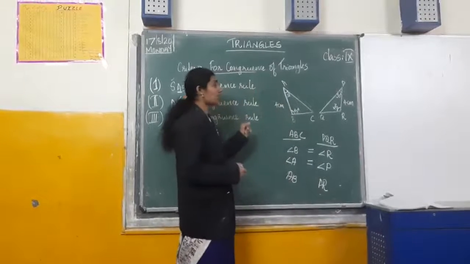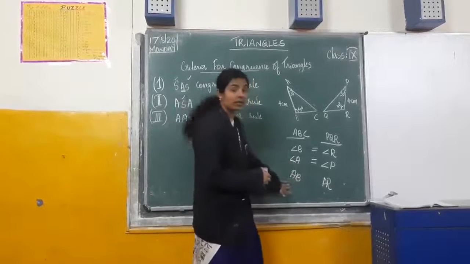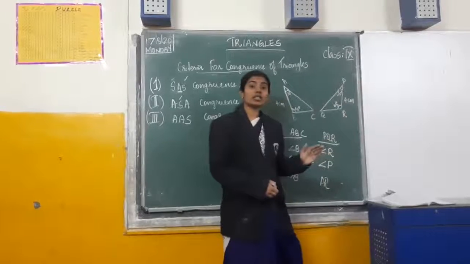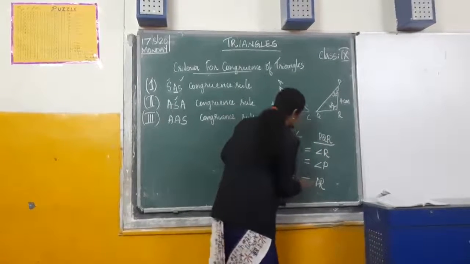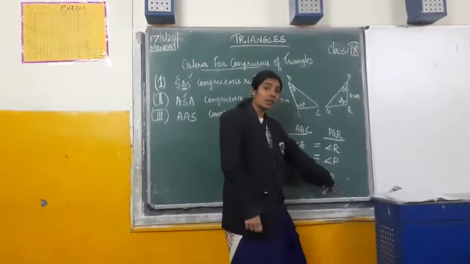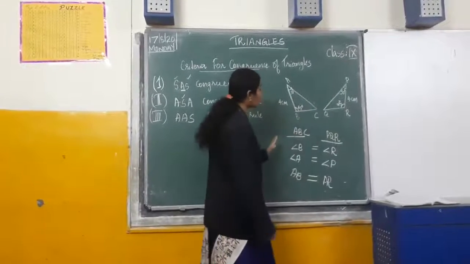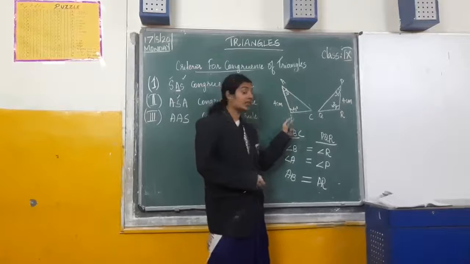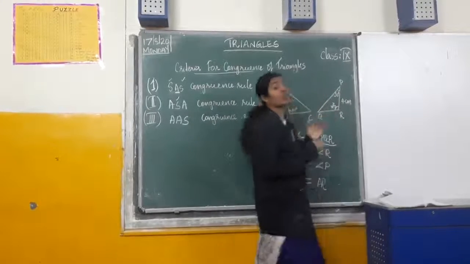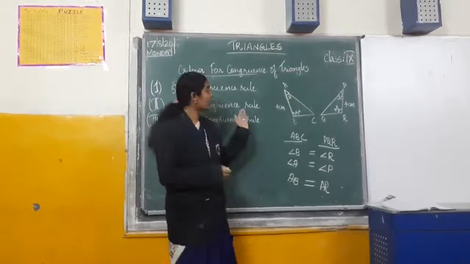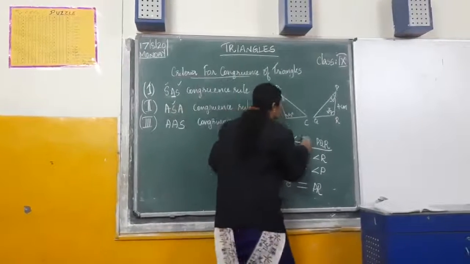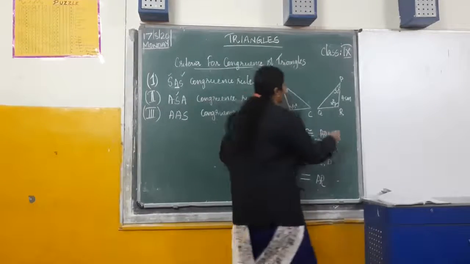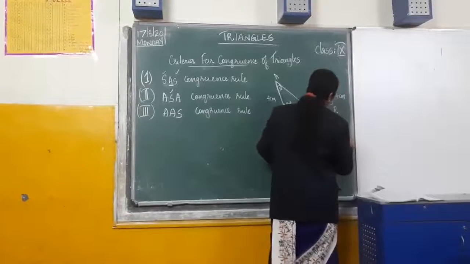See here, AB is 4 centimeter. So not included angle, included side. Here the included side is 4 centimeter. Here also the included side is 4 centimeter. That means both are the same. AB equal to PR. What is the reason? Both have the same side, 4 centimeter. So what are you getting? Two angles are there, included side is there. Here also two angles, included side. So if they are equal to each other, then we can say the two triangles are congruent. By which congruence rule? By ASA congruence rule.